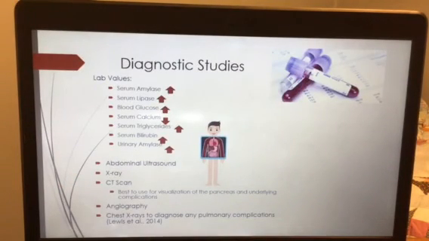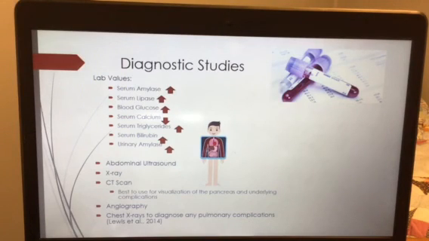Some diagnostic studies. So we have a couple lab values that we really want to pay close attention to. We have serum amylase that may elevate, serum lipase could elevate, blood glucose elevation, serum calcium could decrease, serum triglycerides or fats may increase, serum bilirubin increase, and urinary amylase increase.